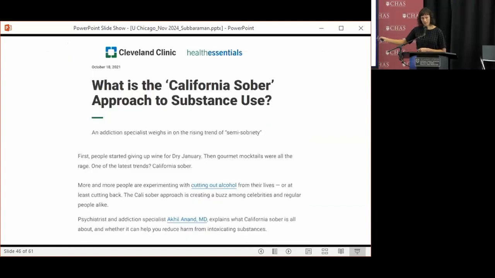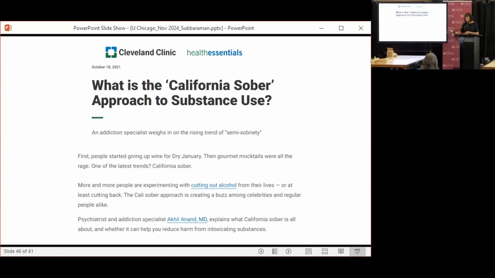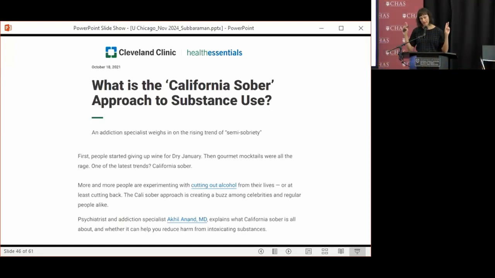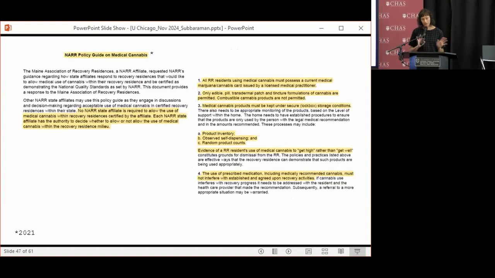This term is also popping up in more reputable publications, like this one from the Cleveland Clinic, a healthcare organization: "What is the California Sober approach to substance use? An addiction specialist weighs in on the rising trend of semi-sobriety." So there's the scientific research, there's the advertisements that we're seeing.